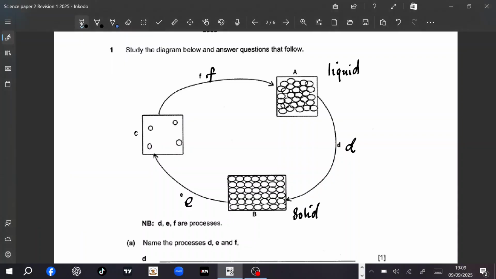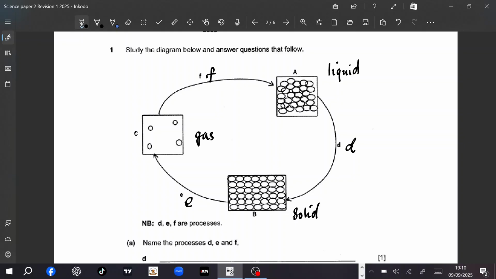Then when we come to C, the particles are not regularly arranged. In C, particles are not even closely packed. They are quite far apart from each other. So they are spaced out and far from each other. So this is the gas.